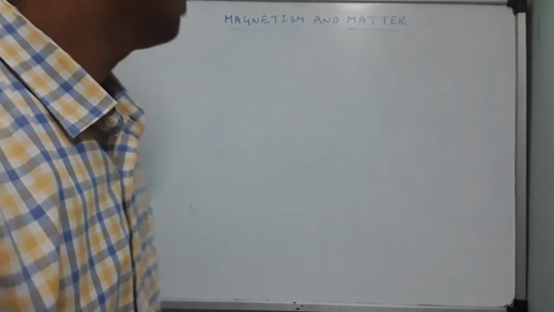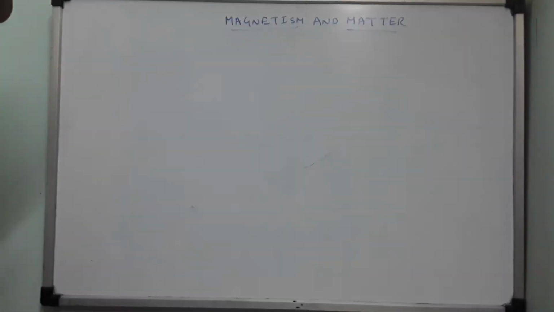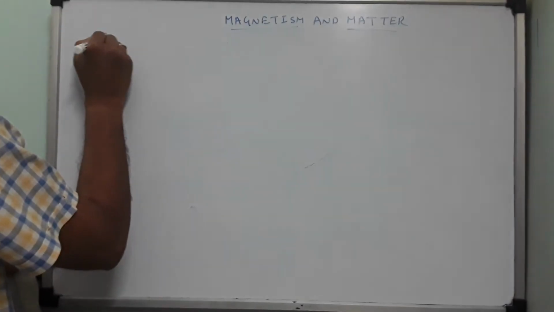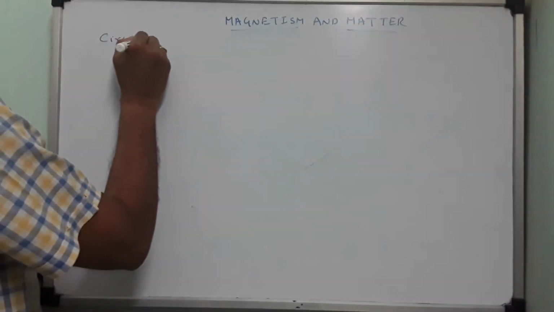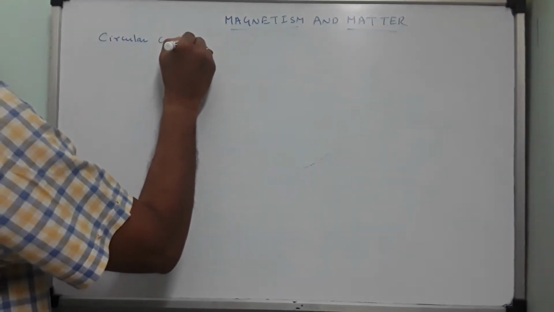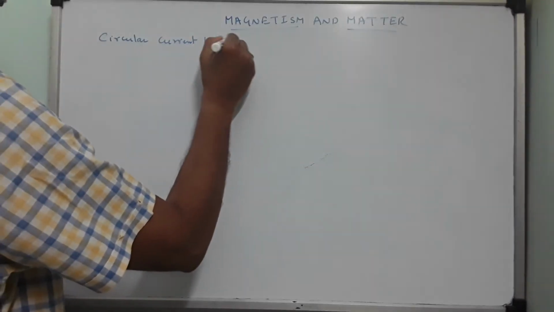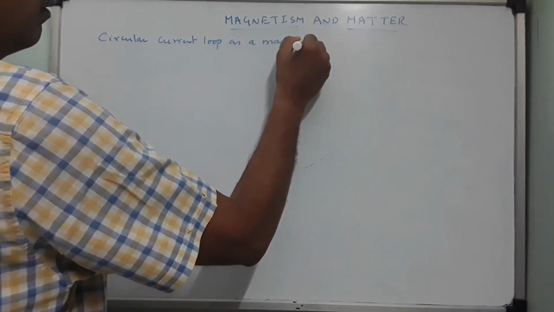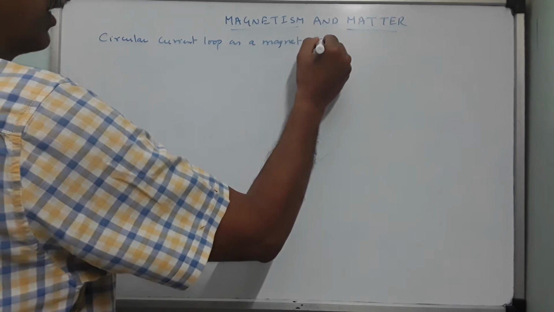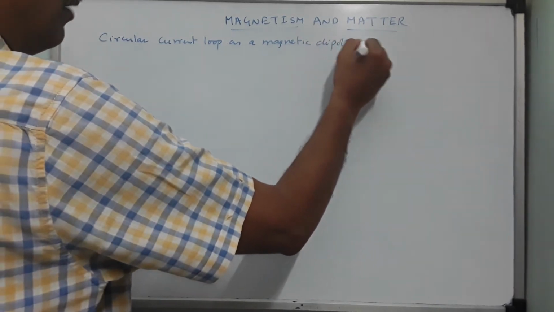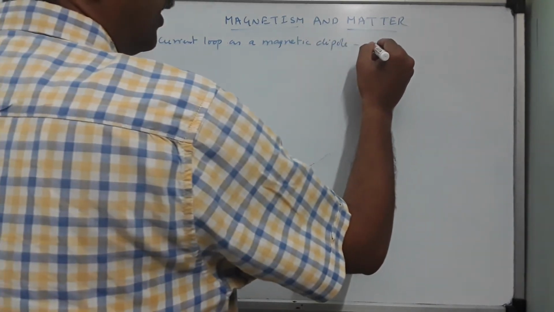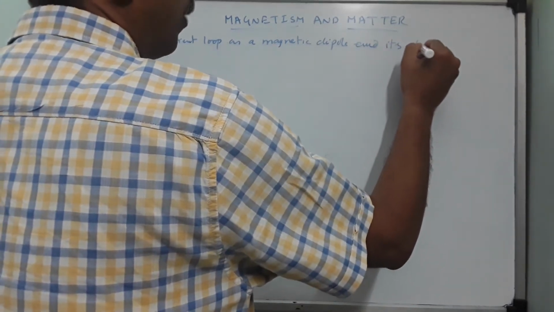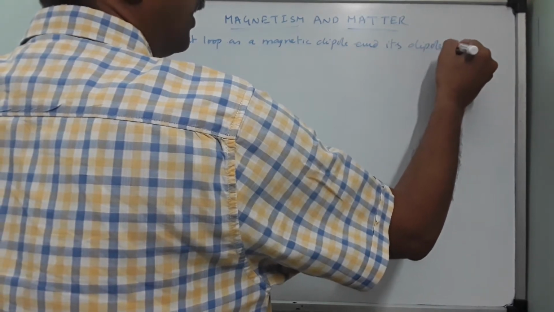Okay. So to begin with, in this chapter we have circular current loop as a magnetic dipole, and its magnetic dipole moment.